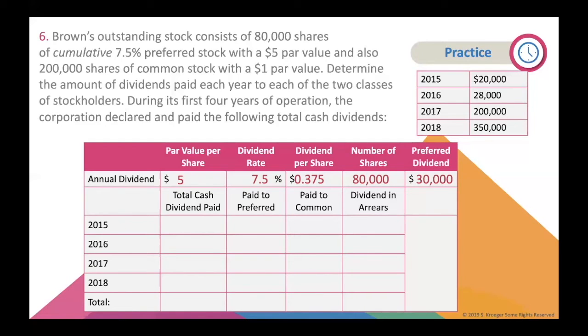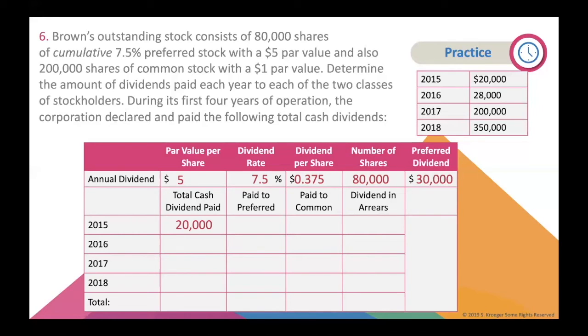This also goes into the first box in the first column. The column total cash dividend paid is the total amount we can pay. We put the $20,000 in the first box because that is how much we have. We can't pay out more than we have. The next box is how much of that $20,000 will go to preferred shareholders.